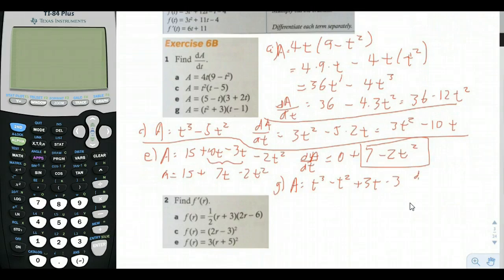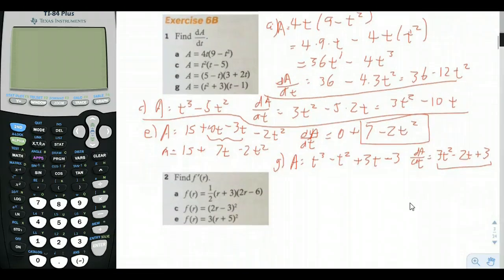Now if we're going to take the derivative of that, then the first one's going to be 3t squared. The second term is going to be 2t. The third term is going to be plus 3, and the last term, which is, my writing is pretty bad here, but it's negative 3. The derivative of negative 3 is just 0. So you just disregard the constant there.